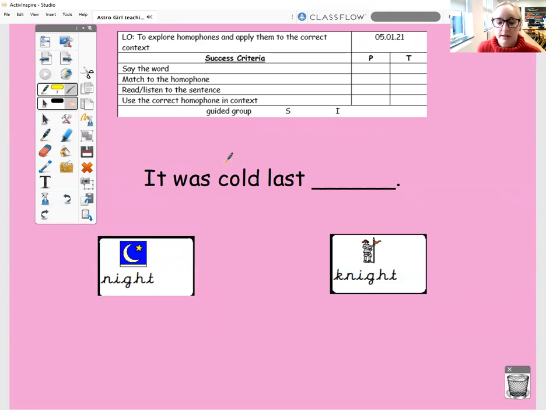So let's see if we can pop these in one of my sentences. So here I've got my sentence. It was cold, last, so I've got two versions of night. It was cold last night. So the adjective cold is describing the weather. Would we say it was cold last, and think about the person of a knight? No, I don't think we would. We'd talk about night time because it's normally quite cold at night. And I don't know about you, but I was very cold last night. It was freezing. So this is the correct homophone, the night.